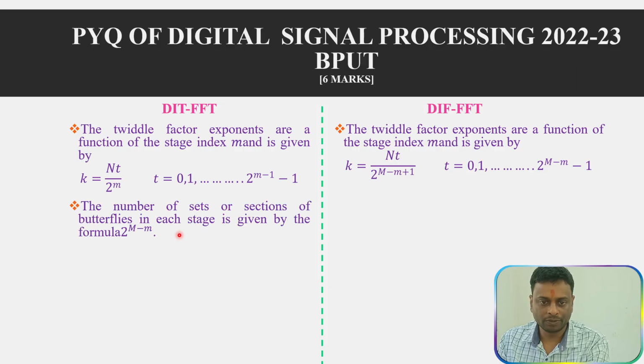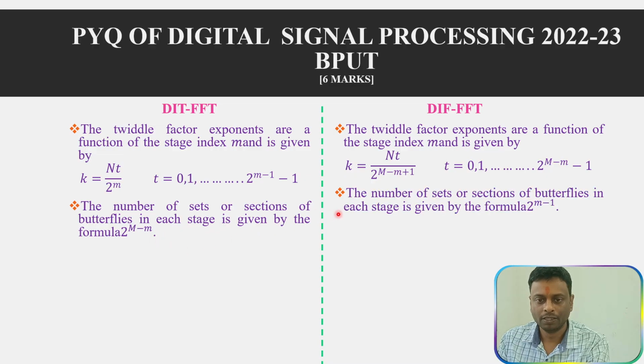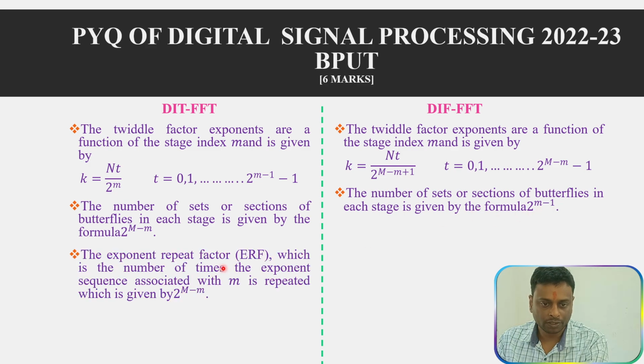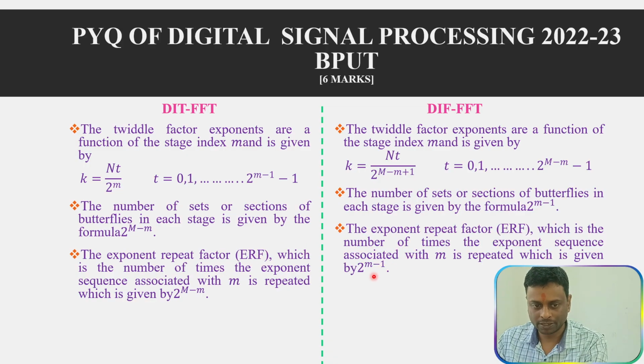The number of sets of sections of the butterfly in each stage is given by this formula. In the other case, the number of sets of sections of the butterfly is given by the formula 2 to the power m minus 1. The ERF, the exponent repeat factor, is 2 to the power m minus m in case of DIT FFT, and in case of DIF FFT, it is 2 to the power m minus 1. Exponent repeat means the number of times the exponents repeat.